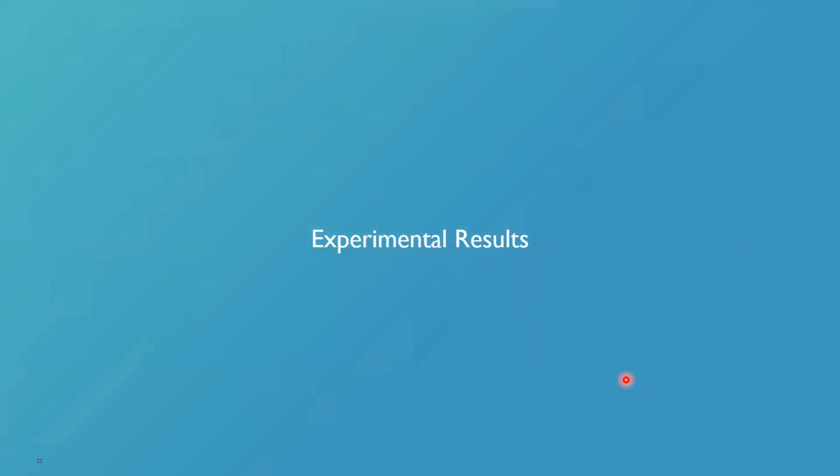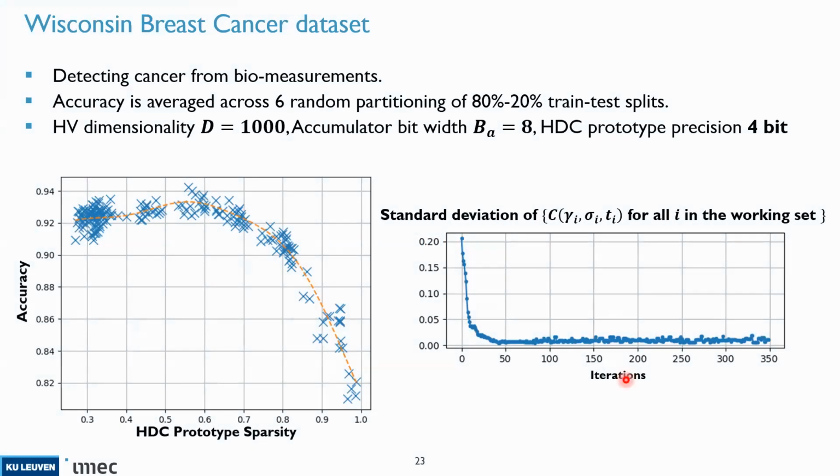Okay, now we have seen the last layer of the support HTC framework. Now let's dive into the experimental results. As a first experiment, we use the Wisconsin breast cancer detection dataset. Here, the goal is to detect the presence of cancer in biomeasurements. We specify a hypervector dimensionality of 1,000, we restrict the cyclic accumulators to 8 bits accumulator width, and we use 4 bits as the precision for the HTC prototype vectors, meaning the SVM weights.